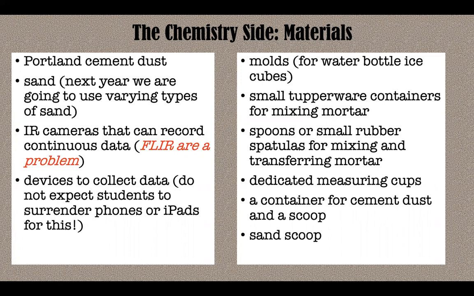You need sand. This year, we were just asking the question, what's the best proportion? Next year, we're going to take that information. The next classes will be given the best proportion, and they are going to play with different kinds of sand, finer sand, coarser sand, more rounded sand, sharper edge sand, whatever I can find. You need infrared cameras if you want to measure the curing temperatures, and we'll talk in more detail about those.